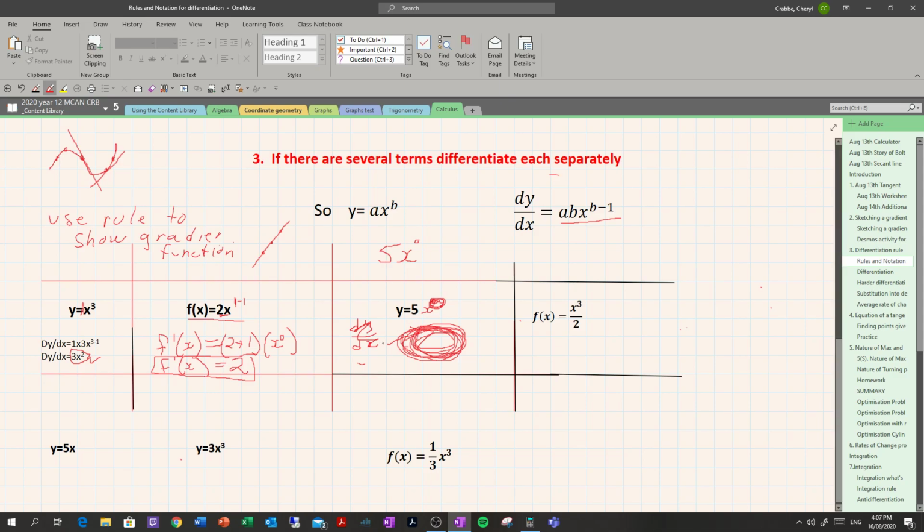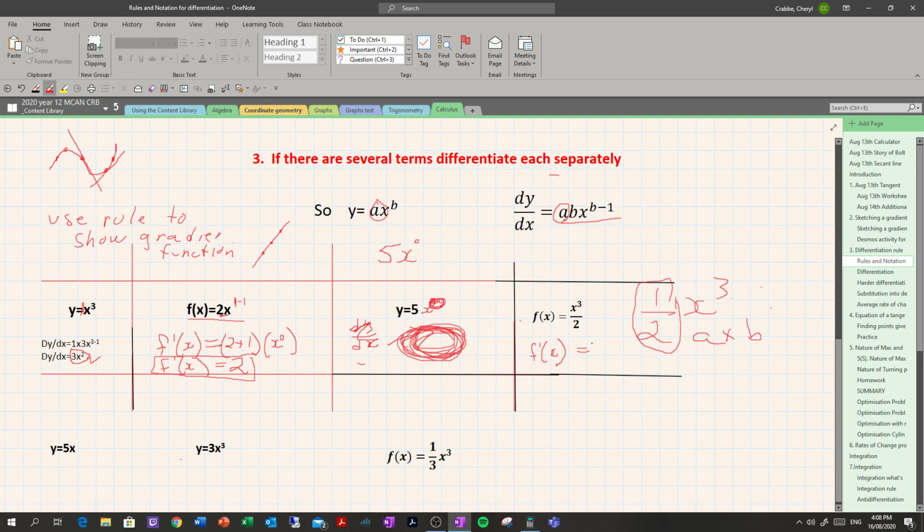Keep that in mind. And then this one, again, it's going to be f prime x is equal to. Now, one of the things that you can do, what is a? What's the thing out in front? Well, a is a half. So another way of writing this is this. If you've got a fraction, bring it out in front. That's a, so then it's going to be a times b. So it's a half times 3.